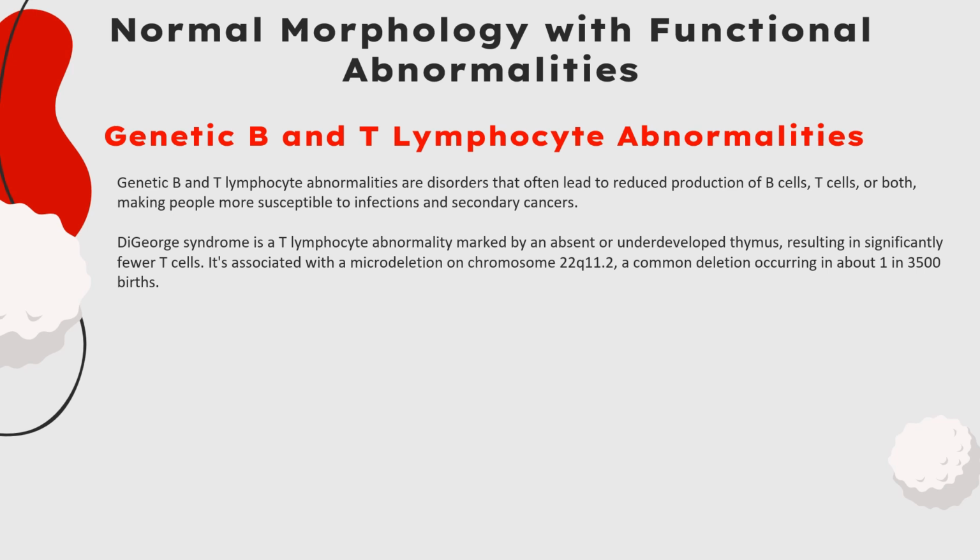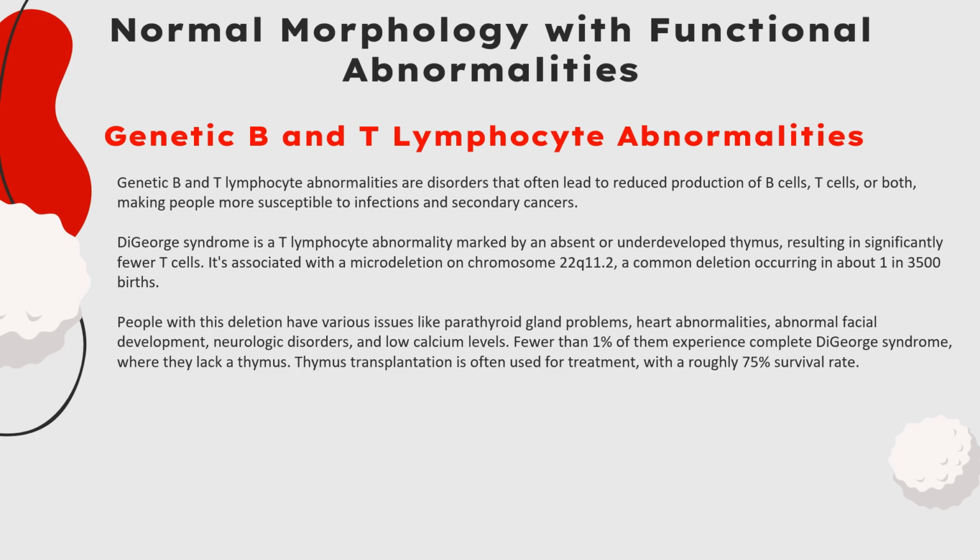It's characterized by an underdeveloped thymus, resulting in fewer T cells. This condition is linked to a microdeletion on chromosome 22q11.2, occurring in about 1 in 3,500 births. People with this deletion face a spectrum of challenges, including parathyroid gland issues, heart abnormalities, abnormal facial development, neurologic disorders, and low calcium levels. A small percentage experience complete DiGeorge syndrome, lacking a thymus. Thymus transplantation is a treatment option, with a roughly 75% survival rate.